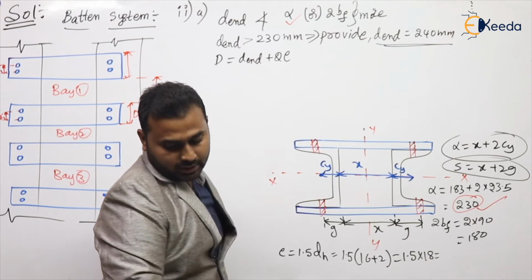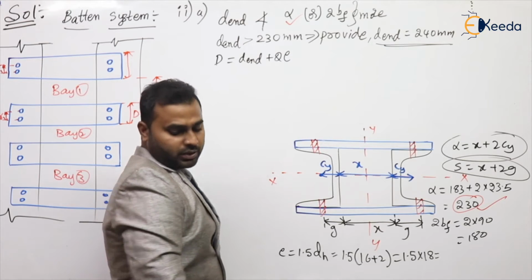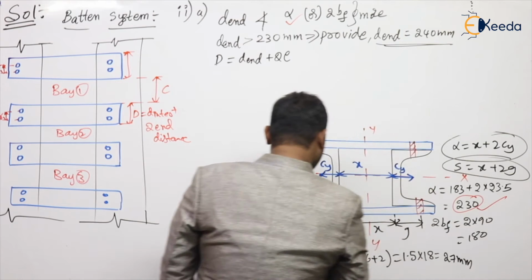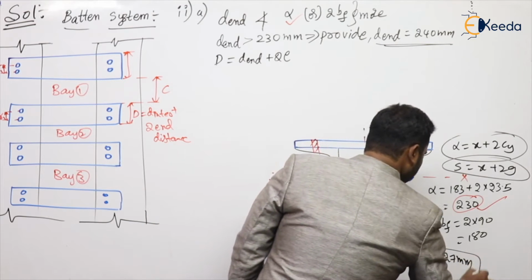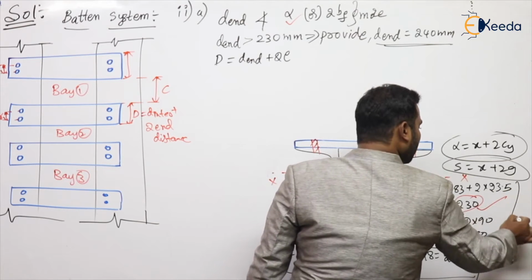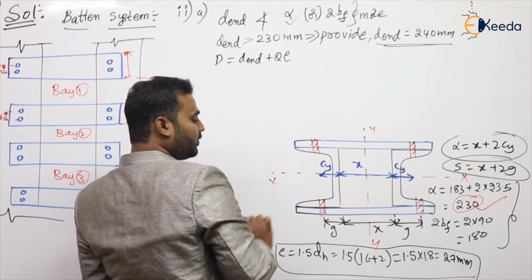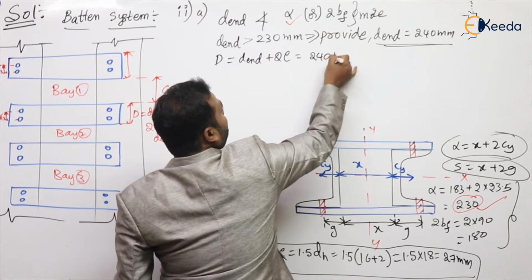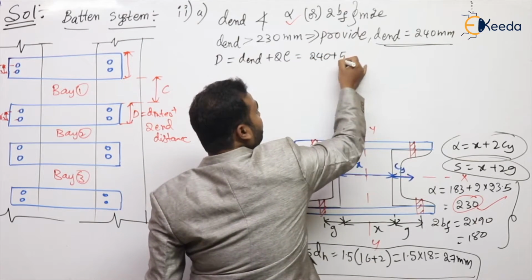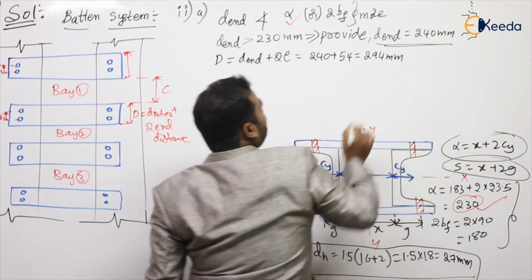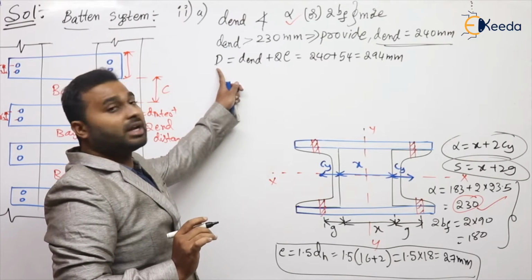So this comes out to be 27 mm. This is the edge distance. Now D end is 240 plus twice the 27, which means 54. So it comes out to be 294 mm. So this much overall depth of the end batten is required.